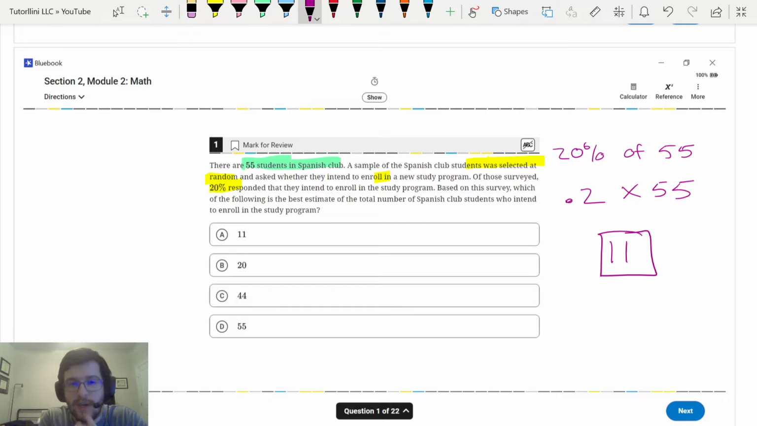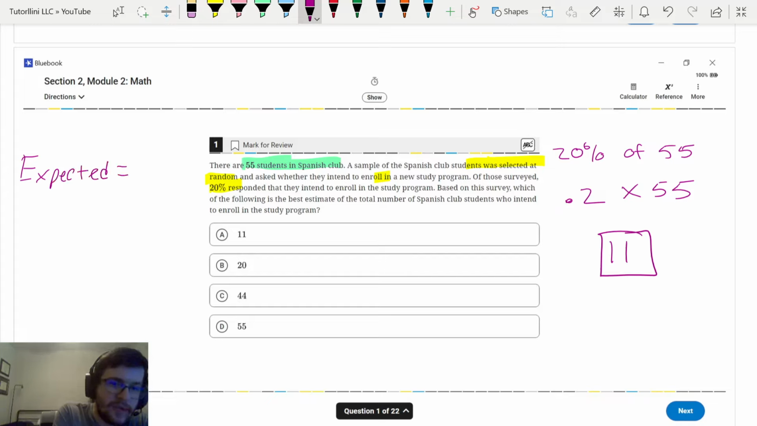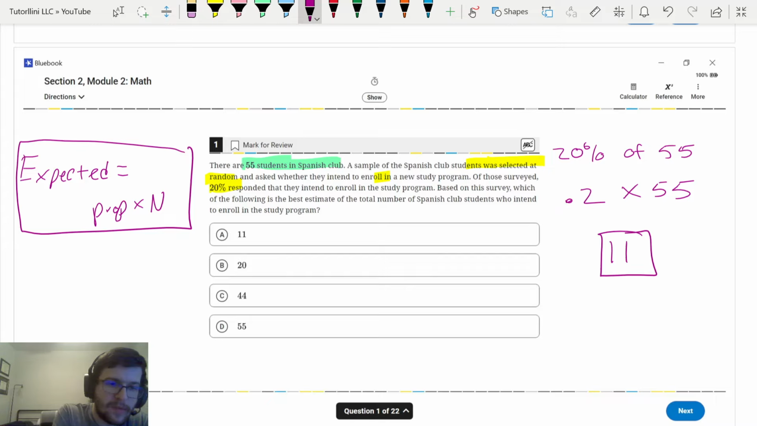So because they took a random sample, we can generalize it to the population. So the expected is always equal to the proportion times N. So in this problem, the proportion was 0.2 and the capital N, the population size, was 55. Okay, so 1 is A.